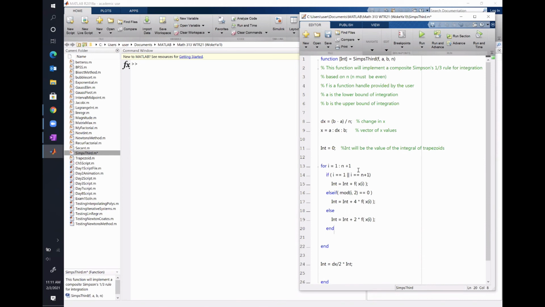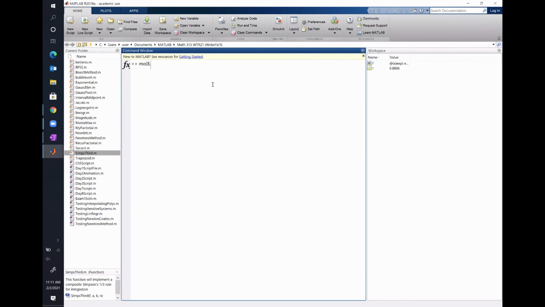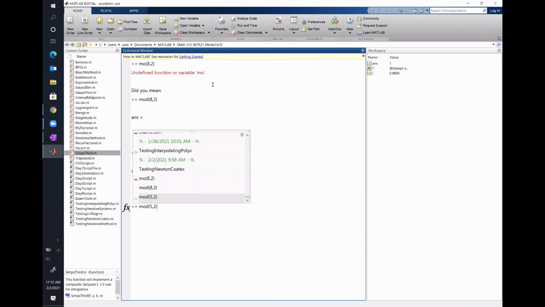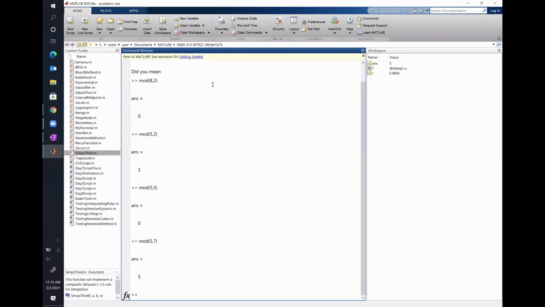So let's just make sure I'm using that mod operator correctly. The modulo of a number returns the remainder when you divide the first number by the second number. So if I divide I by 2 and I get 0, that means it's an even number, right? The remainder is 0, that's an even number. So mod 8 comma 2 should give me 0. So if I did 5 mod 2, I should get 1. If I did 5 mod 5, I should get 0. If I do 5 mod 7, I should get 5. Okay, so we're using it correctly.